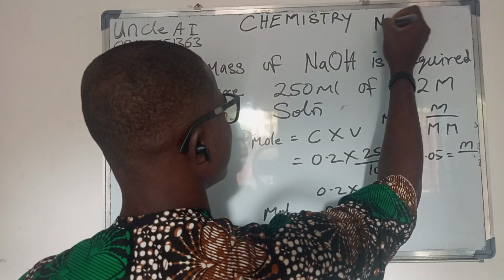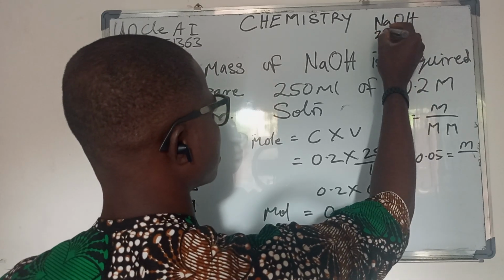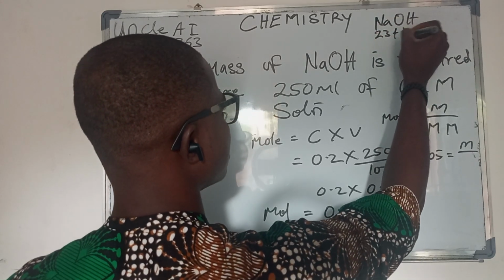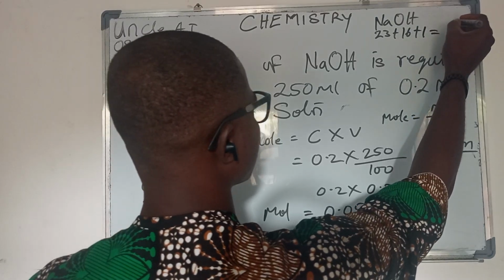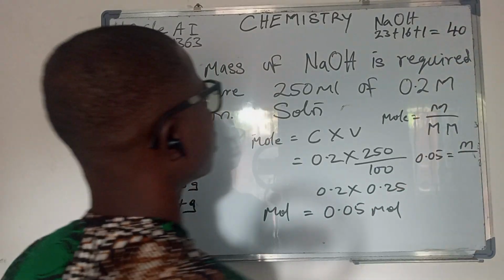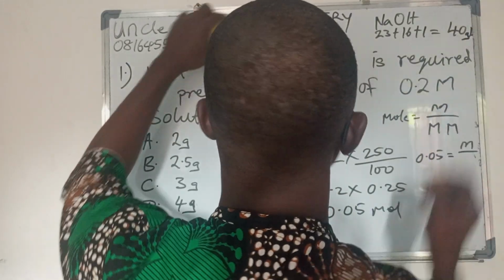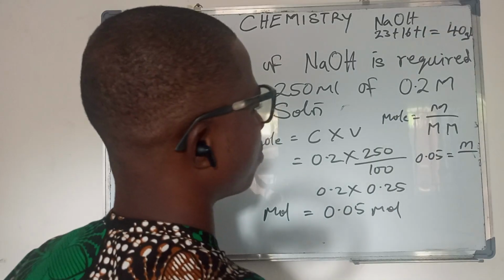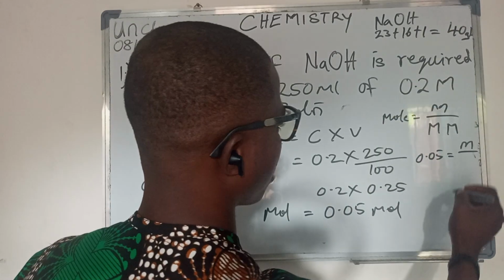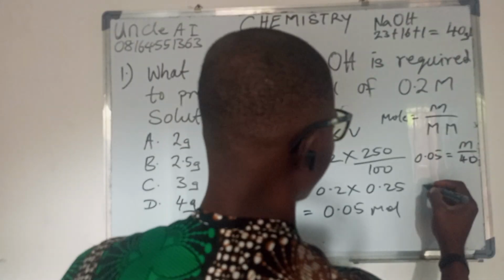If we calculate the molar mass of sodium hydroxide, we have that the mass of sodium is 23, plus the mass of oxygen is 16, plus the mass of hydrogen is 1, giving us a total of, sorry, not 10 gram per mole, 40 gram per mole. Having gotten this 40 gram per mole, we'll put it here.